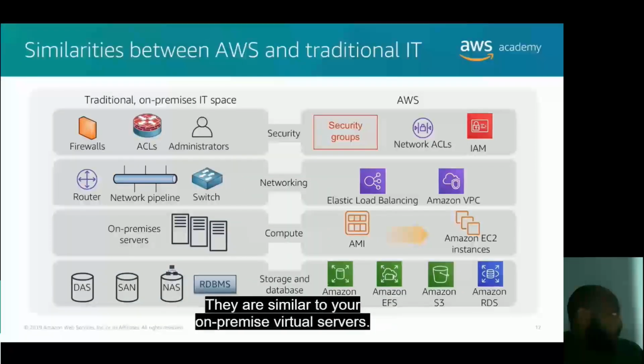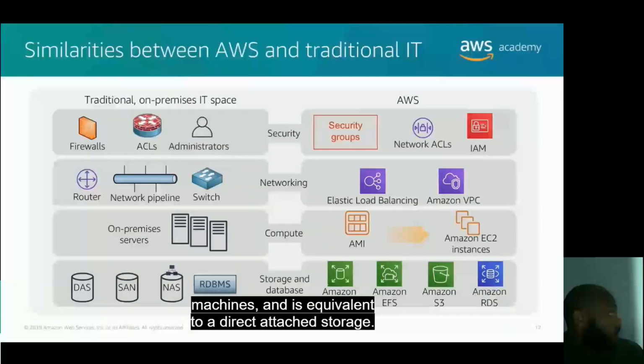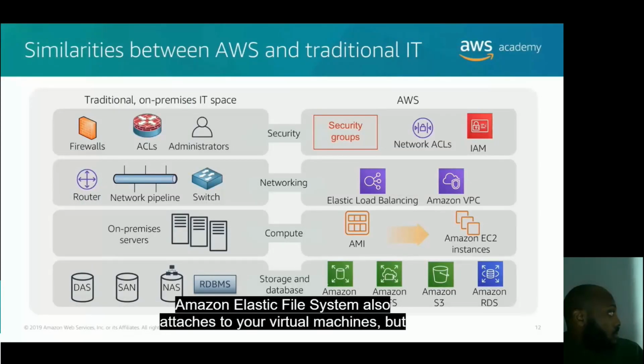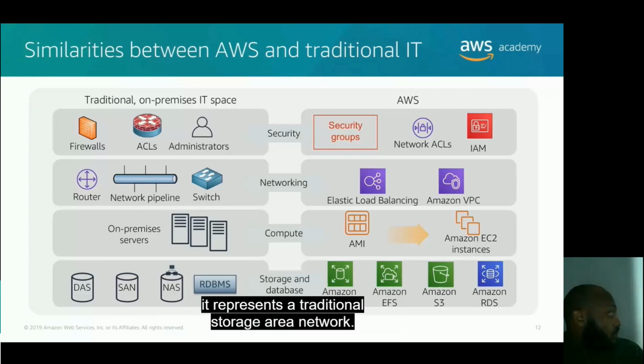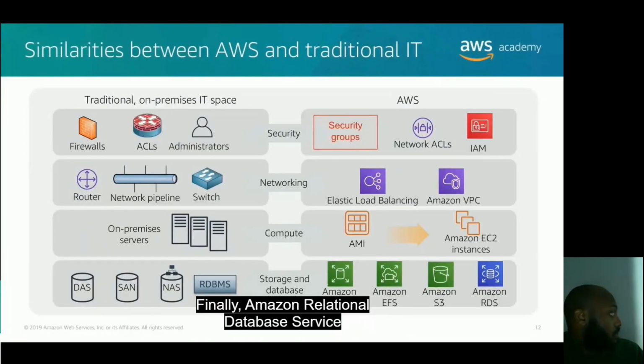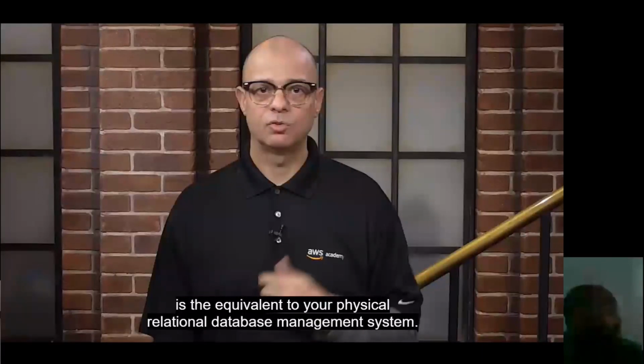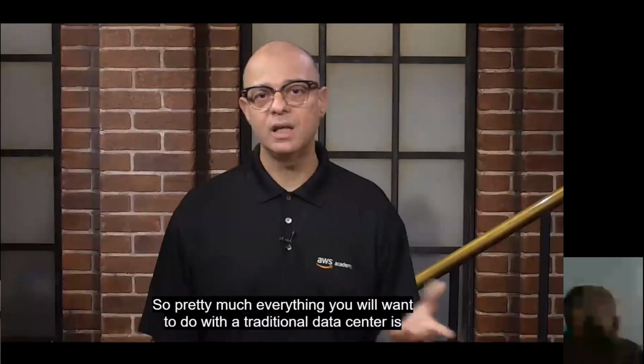They're similar to your on-premise virtual servers. Amazon Elastic Block Store represents a hard disk that attaches to your virtual machines and is equivalent to direct attached storage. Amazon Elastic File System also attaches to your virtual machines, but it represents a traditional storage area network. Amazon Simple Storage Service, or S3, provides the ability for you to store files using the internet and is similar to network-attached storage. Finally, Amazon Relational Database Service is the equivalent to your physical relational database management system. So pretty much everything you will want to do with a traditional data center is available with AWS.